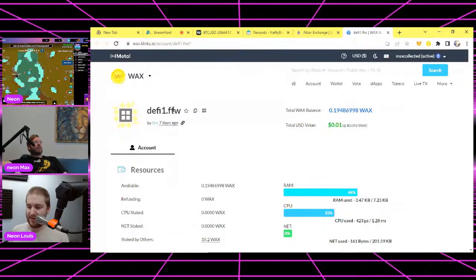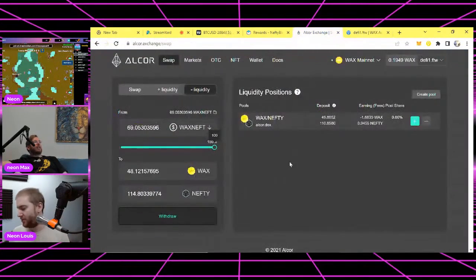Nathan also asked, does this take into account the swaps or not? The thing that takes into account the swaps would be the earning fees that Max calculated. Those are what you earn from the swaps. This is what we're seeing right here. This is where you can calculate your fees from swaps. It'll show you what you initially deposited and what you currently have.